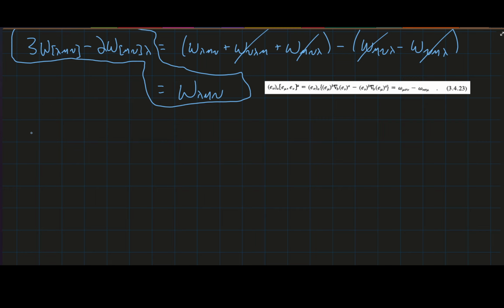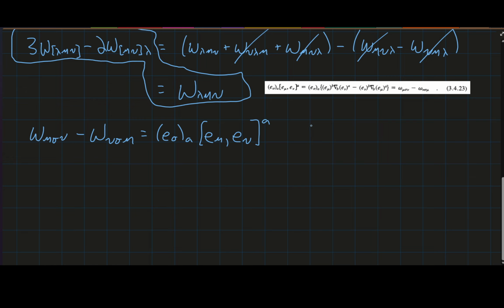So we have omega mu sigma nu minus omega nu sigma mu equals, and we want this in terms of commutators, I guess, so we'll take what's on the left-hand side here. We're going to say it's E sigma A, E mu here, E nu A.